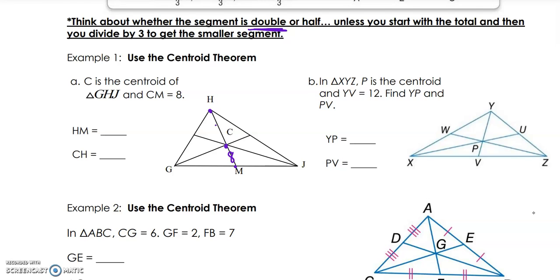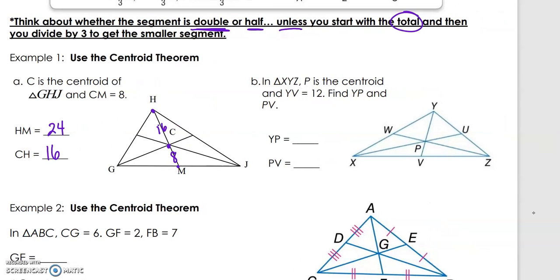So again, you're going to either double or cut it in half unless you have the total, which we don't. We only have a part. So I'm going to double it, and then I know that HC or CH is 16. What is HM? Well, the whole thing, now I can add it up. 16 plus 8 is 24.